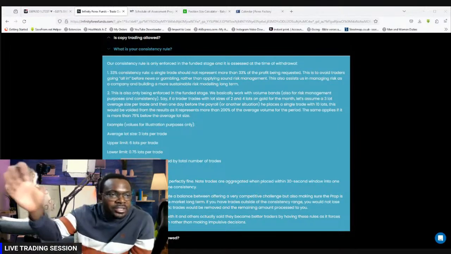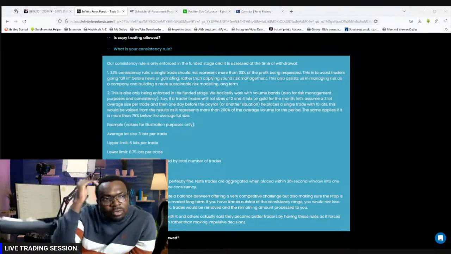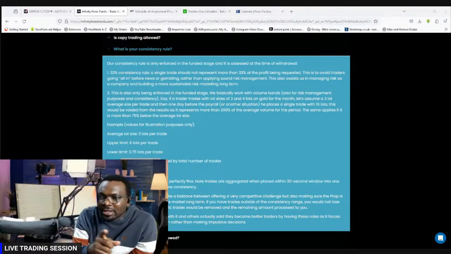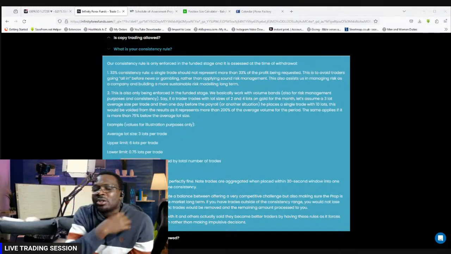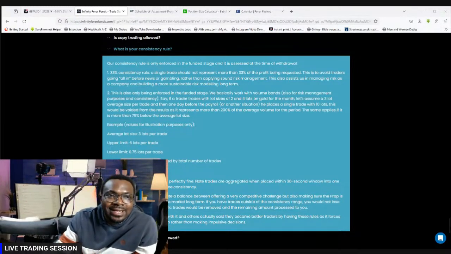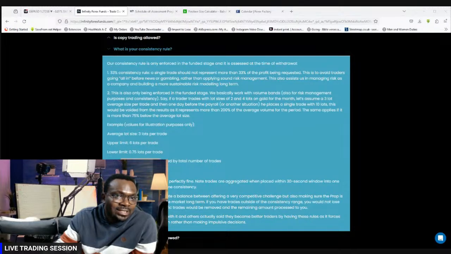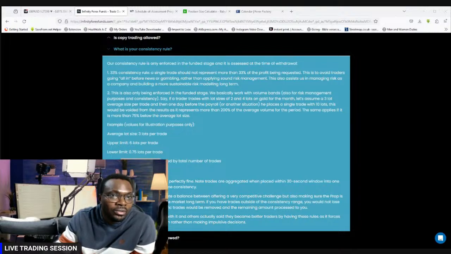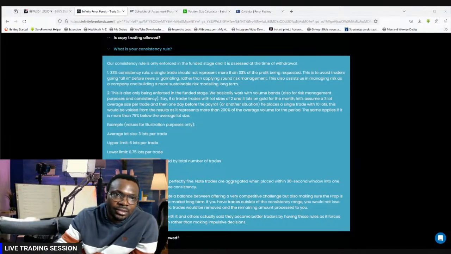Anything, so the lower range is fine. But the most conscious one is the upper range. So you want to be conscious of the upper range. The upper range means that in your lot sizes, anything higher than 0.33, they will not pay you. Anything higher than 0.3, if you have 0.5, 0.4, 0.6, those trades, they will take it as a volume consistency rule breach. Do you get it?